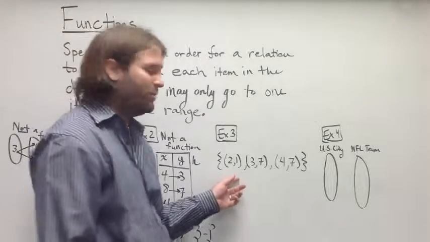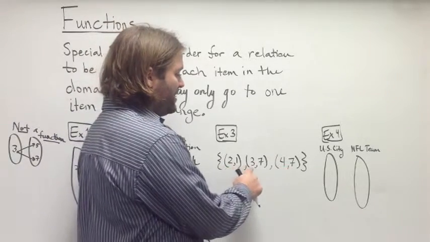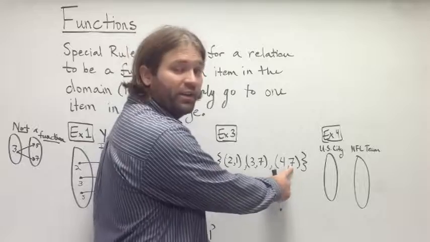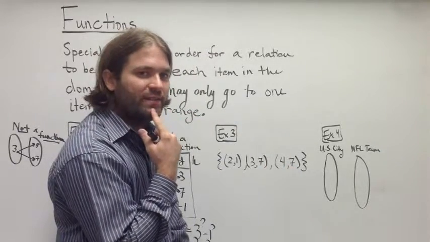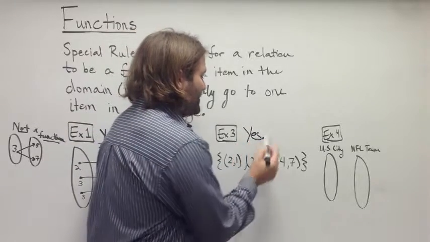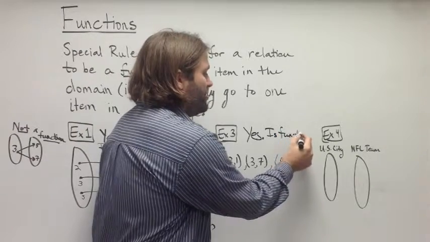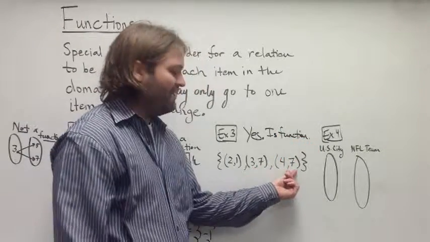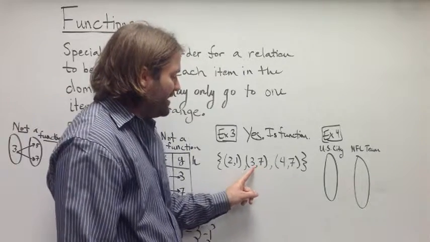In the third example, here we have 3 ordered pairs. In this case, 2 goes to 1, 3 goes to 7, and 4 goes to 7. Now, is this a function? In this case, the answer would be yes. This is a function. Now, you might be wondering, well, what about 7, right? It's listed twice. Here's the deal.